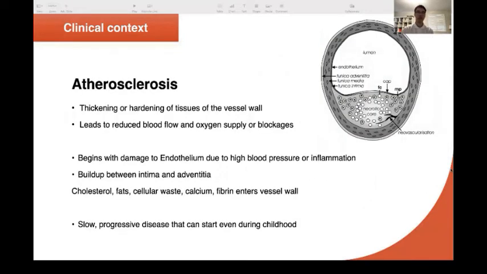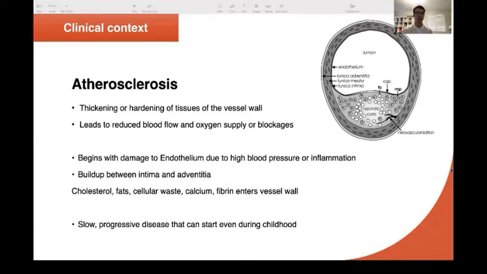So what is atherosclerosis? Well, it's the thickening or hardening of tissues of the vessel wall that can lead to reduced blood flow and oxygen supply or blockages. This begins with damage to the endothelium, which is the inner layer of the vessel wall, due to high blood pressure or inflammation.